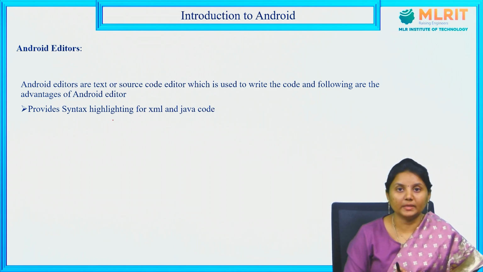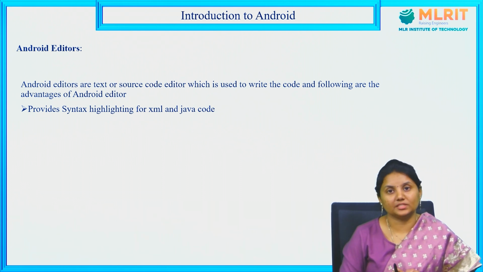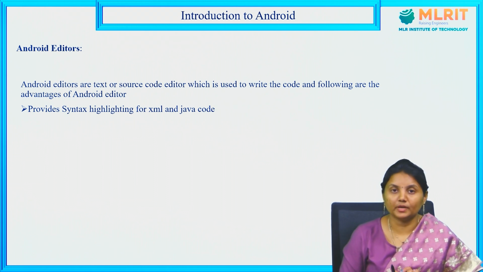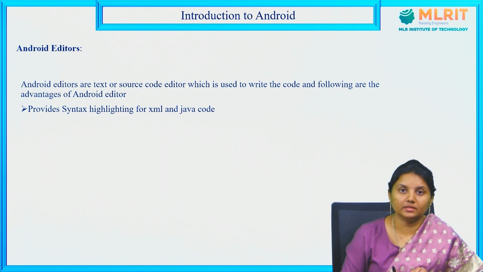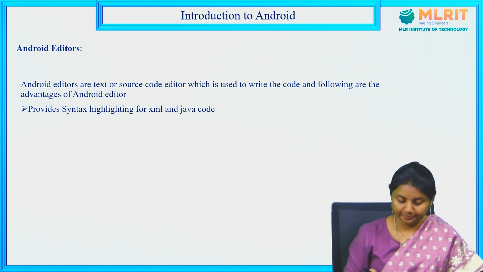When you type any code, suppose you are typing something like text view, directly you will get the components that are there. From there you can just click on that, and within a click, you will get those components displayed on the editor.